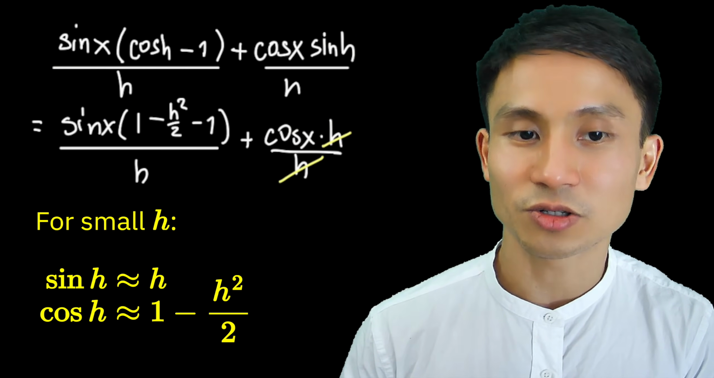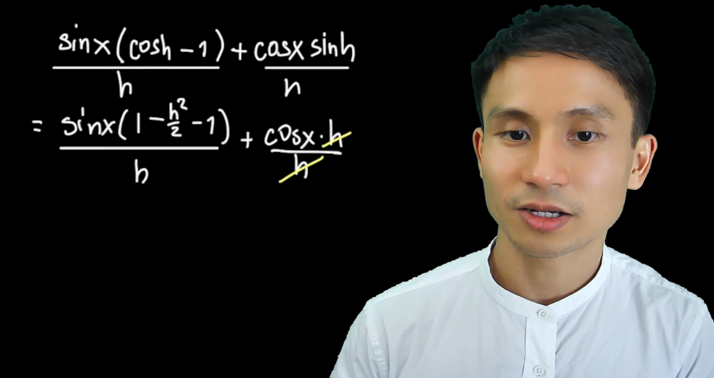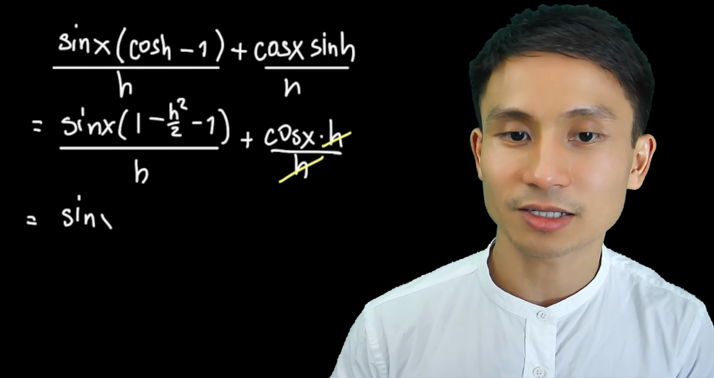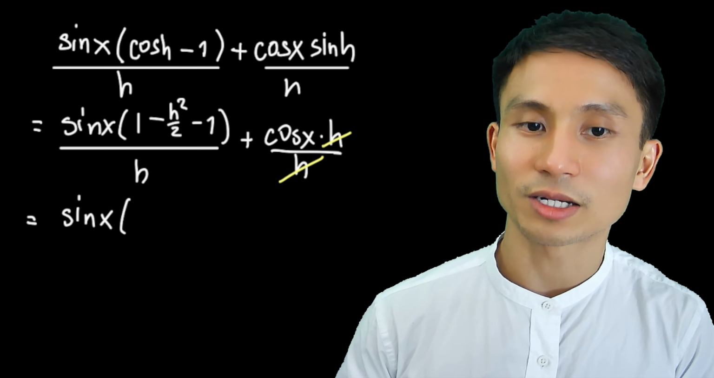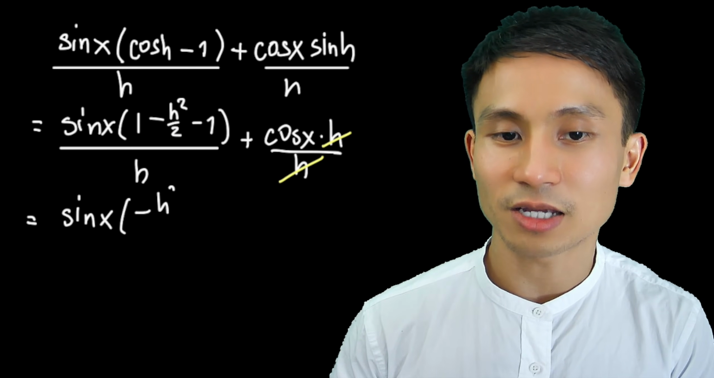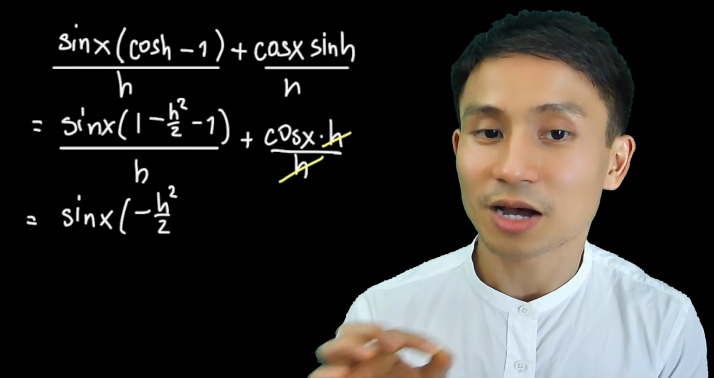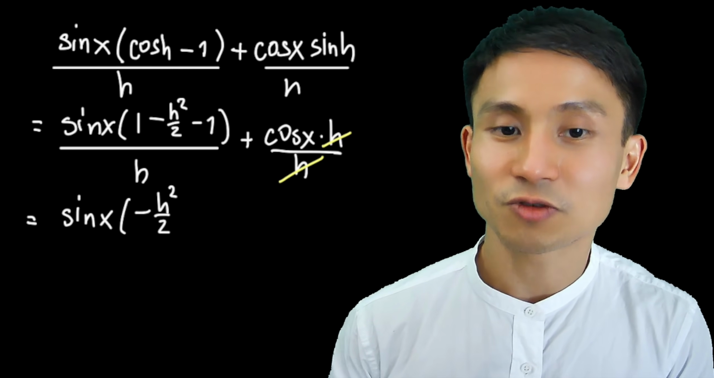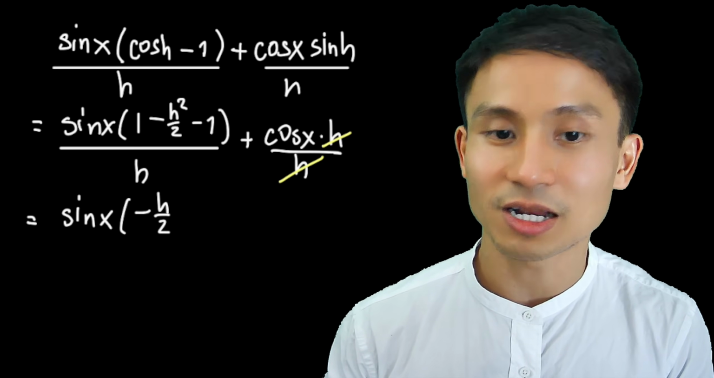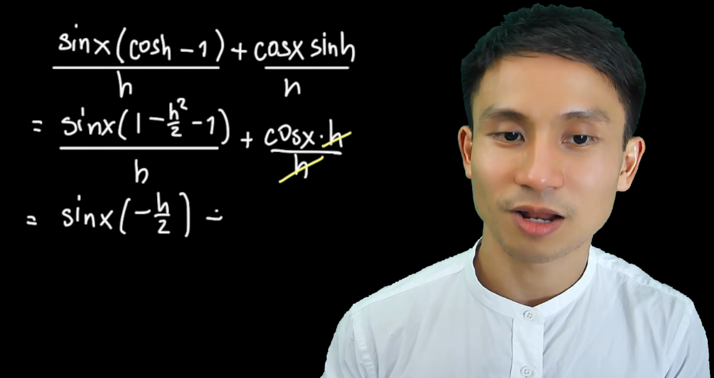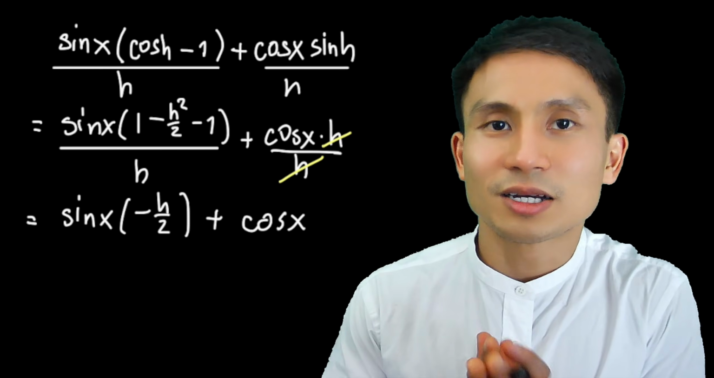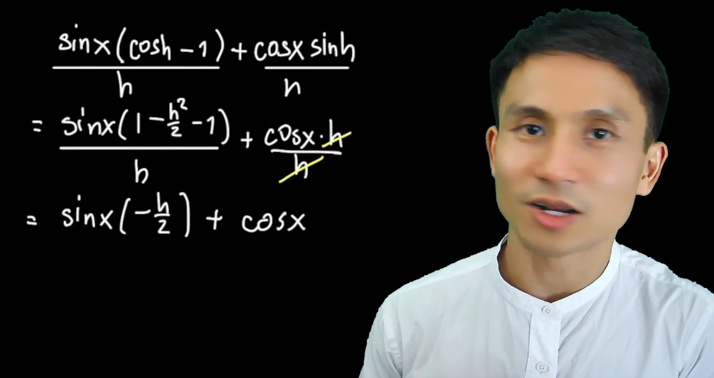Two h's cancel. If you work out this whole part, you would get sine x in parentheses, 1 cancels with 1, so I have a minus h squared over 2. And if you consider the division of h down there, it would cancel one h from the h squared. So I only have an h here, close parentheses, plus a cos x here. Now, because this is fully simplified, we cannot do anything further.